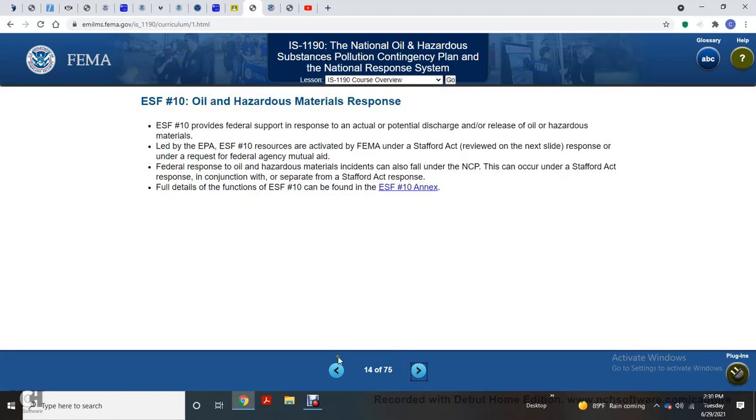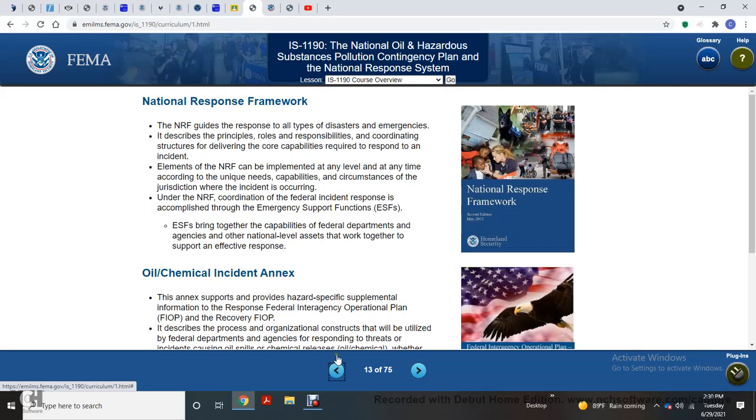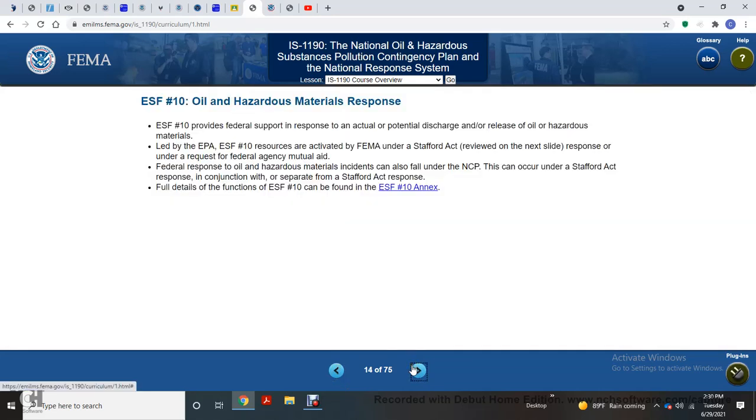The ESF, let's go back one. Your ESF, Emergency Support Functions. Emergency Support Function number 10, Oil and Hazardous Materials Response. Emergency Support Function number 10 provides federal support to respond to actual or potential discharges and releases of oil and hazardous materials. Led by the Environmental Protection Agency, Emergency Support Function number 10 resources are activated with FEMA under the Stafford Act, reviewed on the next slide.